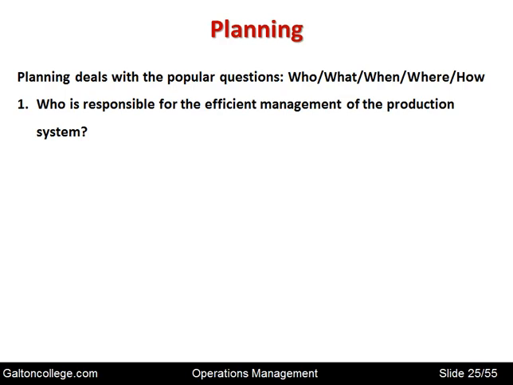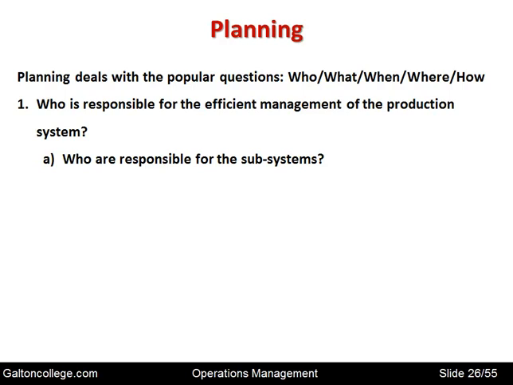Who is responsible for the efficient management of the production system? So who exactly is in charge? Who's looking after particular jobs? When a number of orders arrive on the shop floor, who takes responsibility for each of them? Who sees that the orders are going through and will be completed on time? And who are responsible for the subsystems?